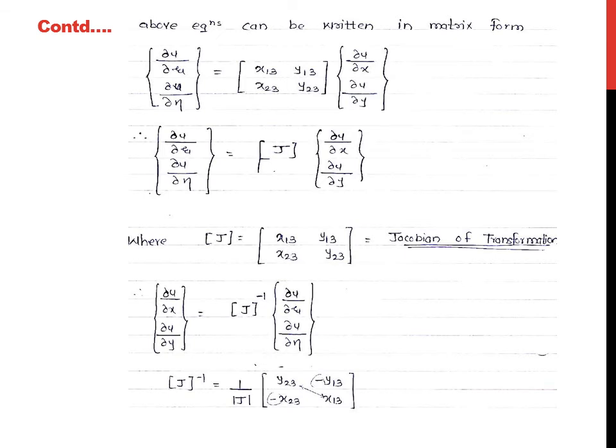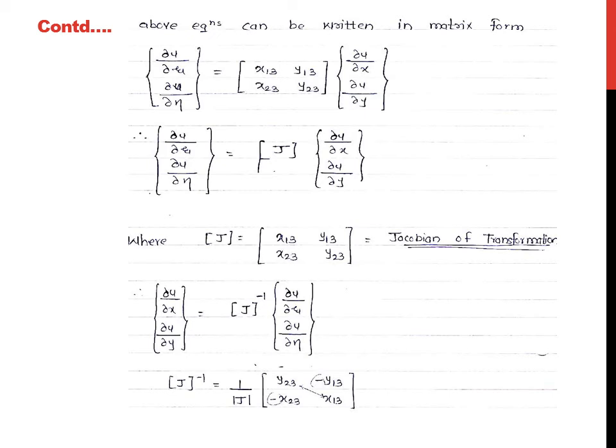Now what is the significance of the Jacobian matrix? See here, del u by del zeta and del u by del eta are in natural coordinate form, and del u by del x and del u by del y are in local coordinate form. So if you want to convert local coordinates into natural coordinates, then the Jacobian matrix is used, and in reverse, if you want to convert natural coordinates into local coordinates, then J inverse is used.